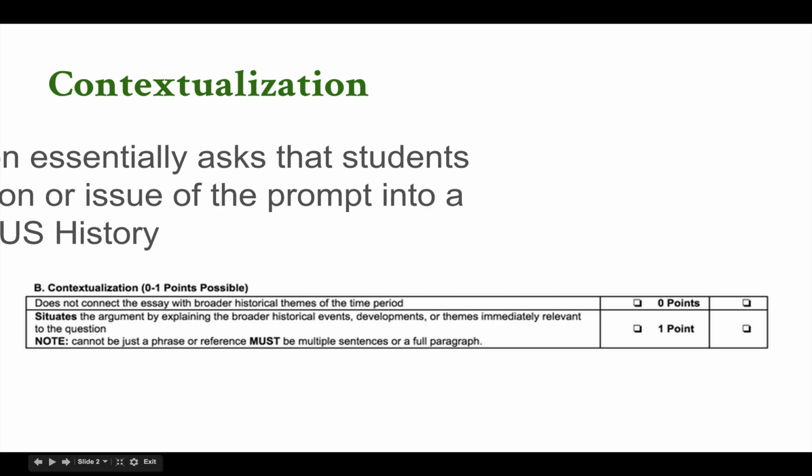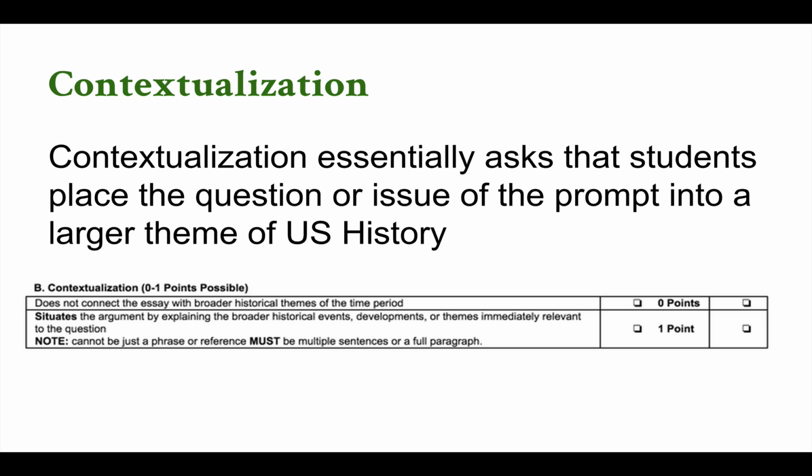Contextualization, the definition of it, is essentially to ask the students, or yourself, because you are the student, to place the question or issue of the prompt into a larger theme of U.S. history. You can see how it looks on the rubric here. Essentially, you get 0 points if you can't connect what's going on in the essay, the question or the issue of the essay, to something else in U.S. history, another theme of a different time period, which is really important. It needs to be in a different time period.